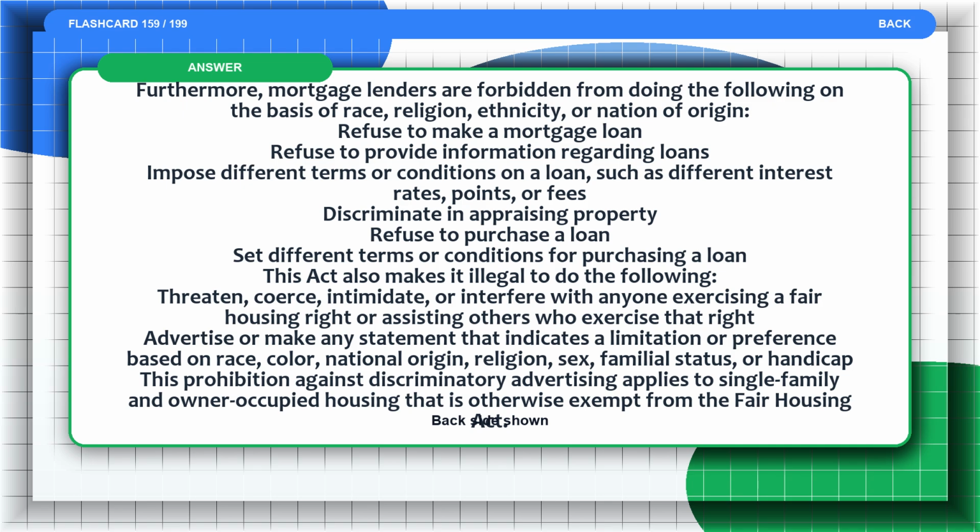This act also makes it illegal to do the following: threaten, coerce, intimidate, or interfere with anyone exercising a fair housing right or assisting others who exercise that right, advertise or make any statement that indicates a limitation or preference based on race, color, national origin, religion, sex, familial status, or handicap. This prohibition against discriminatory advertising applies to single-family and owner-occupied housing that is otherwise exempt from the Fair Housing Act.